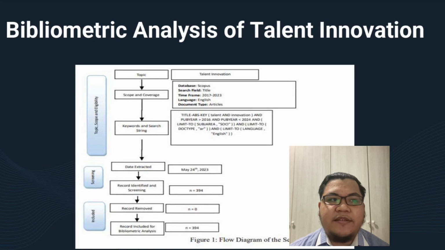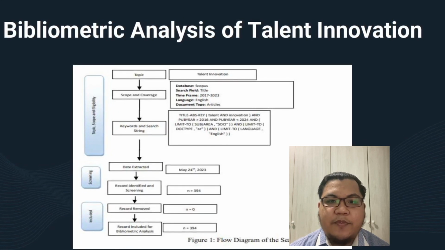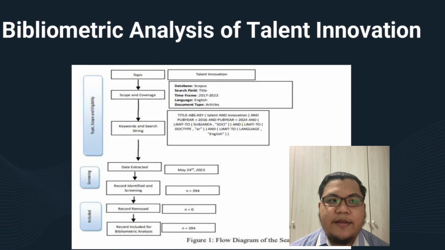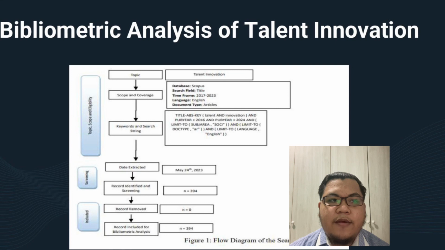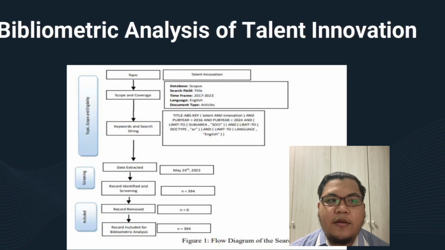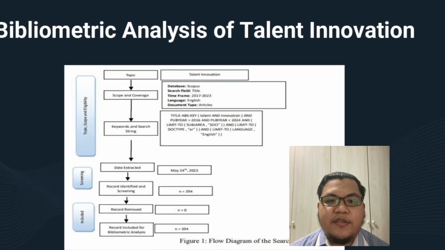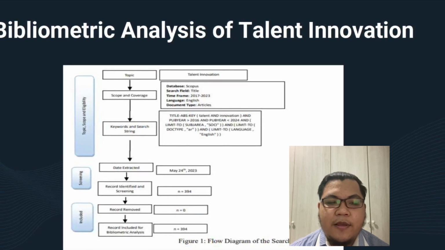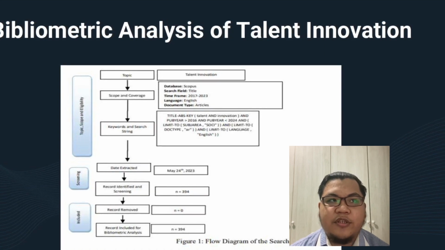For data extraction from the screening process, it ended on the 24th of May 2023, where for the record identification and screening process, a total of 394 documents were discovered by this search query to be used for the bibliometric approach.